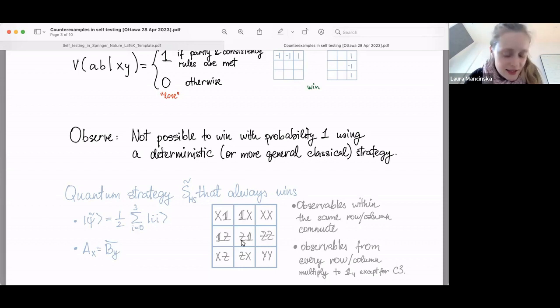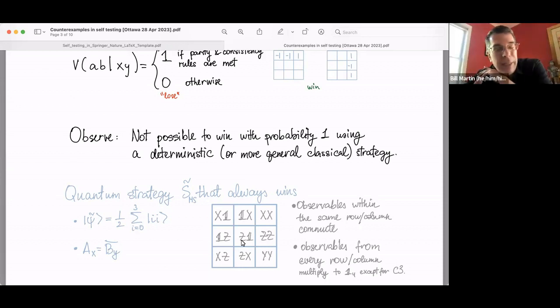Okay. I see that there is a hand. Laura, in the previous slide, you described a measurement as a POVM, and now you filled the entries with these observables. Is there an easy way to explain where the POVMs come from once you have this?